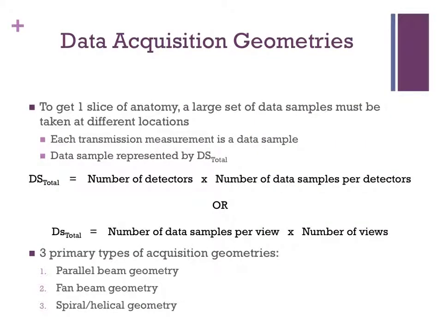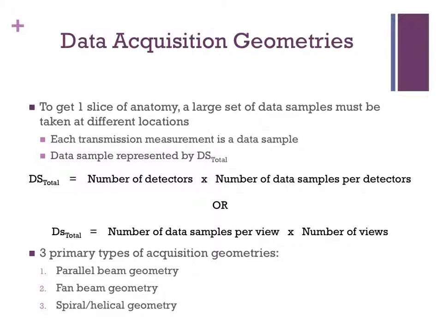The production of a CT image of just one slice of anatomy actually requires a large set of data samples taken at different locations to satisfy the image reconstruction process. The total number of data samples per scan is given by the following formula. The number of detectors times the number of data samples per detector equals the data samples. You can also find the data samples with this formula, which is the number of data samples per view multiplied by the number of views.